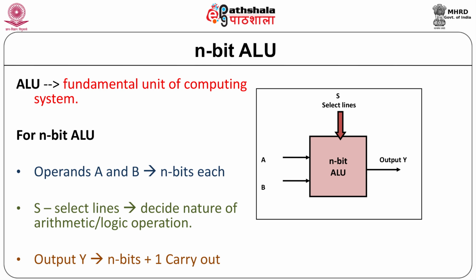Designing an n-bit ALU is similar to the way we design an n-bit adder. For an n-bit ALU, operands A and B are 8 bits each. Inputs at the select lines decide the nature of arithmetic and logic operation. There are n bits plus 1 carry out at the output.